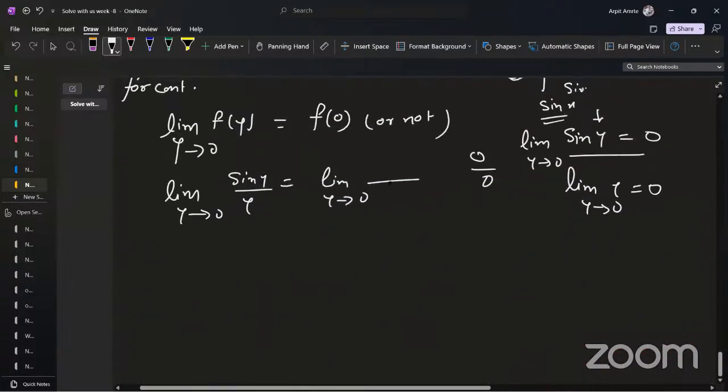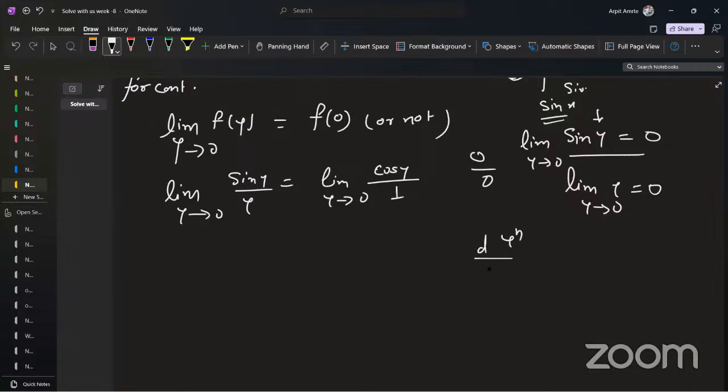That is why I am saying this formula is very helpful for you. So it will be cos y divided by the derivative of y, which will be 1. The derivative of y raised to the power n with respect to y is n y raised to n minus 1. This formula will apply here.